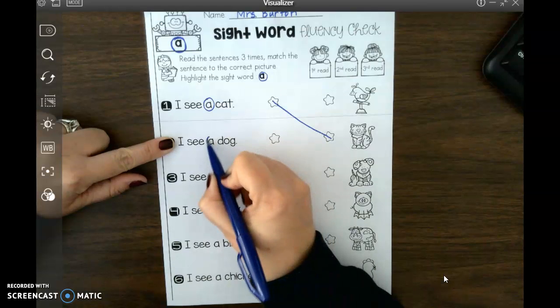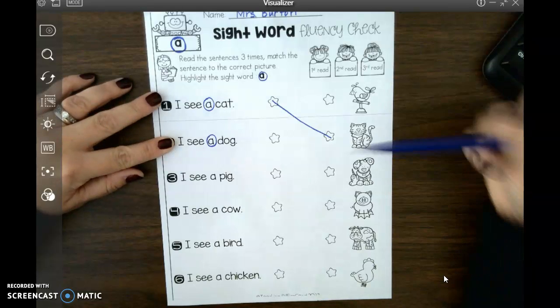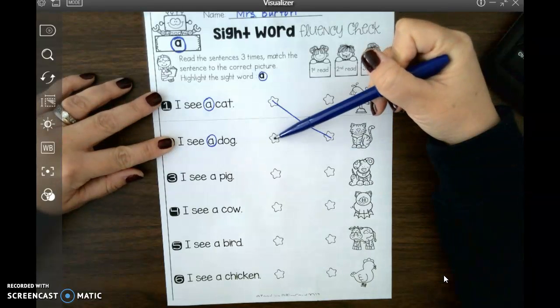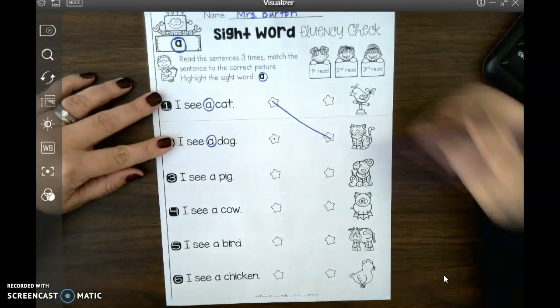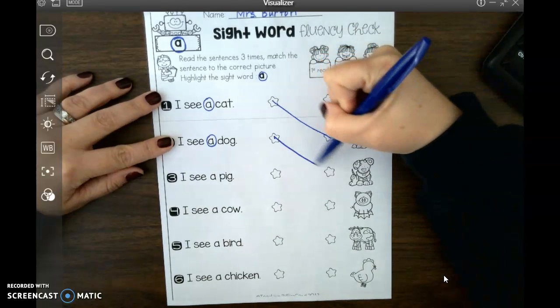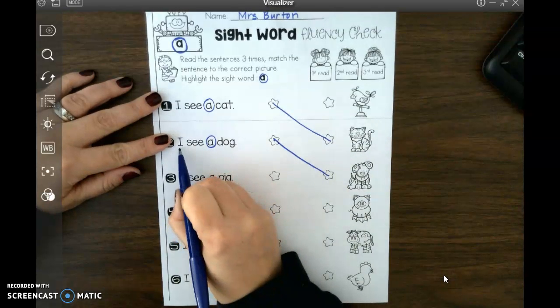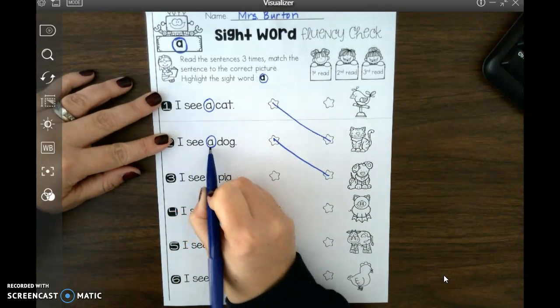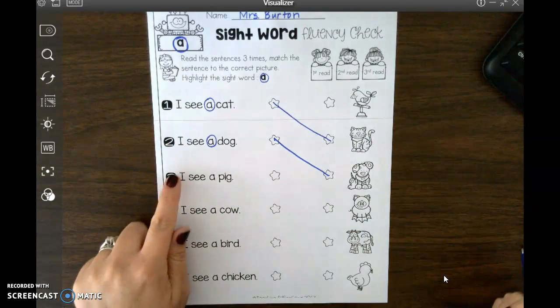The word A is right there. And we're going to find the picture of the dog. I want you to see if you can find the picture of the dog and draw a line from this star to the picture of the dog. Let's see if you got it right. I see a dog right there. Let's read that sentence one more time. I see a dog.